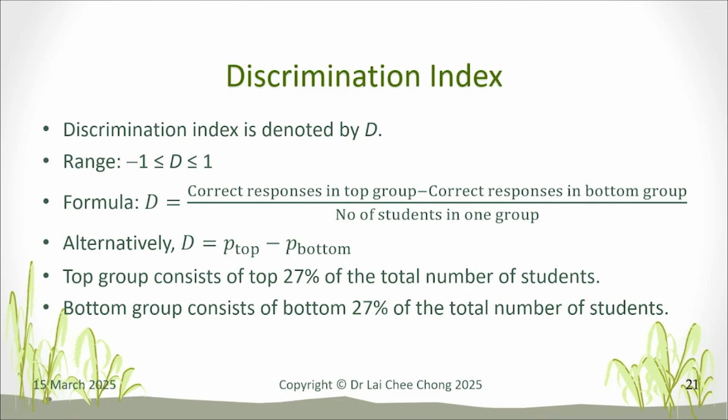Or another way is that you can use the difficulty index: calculate the difficulty index of the top group minus the difficulty index of the bottom group. It is the same thing. These two are equivalent formulas. So you can use either this one or that one. It doesn't really matter. All right? Yeah. So that's how you do it. So clear about the formula? Now let's see how to use this formula here.